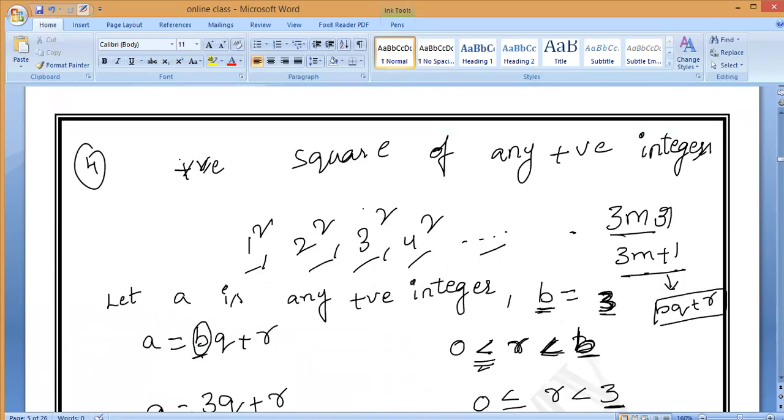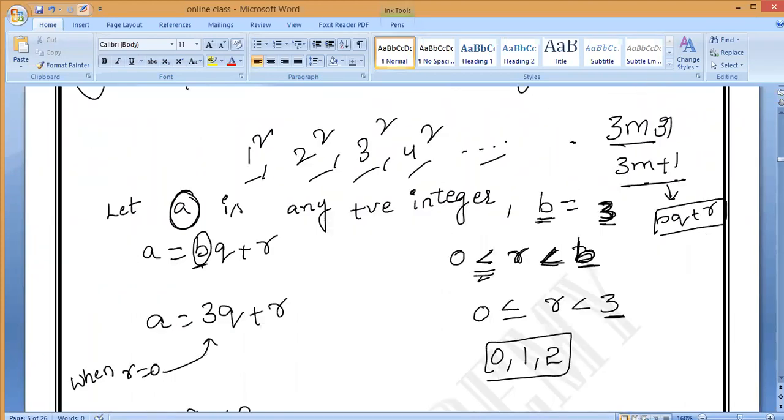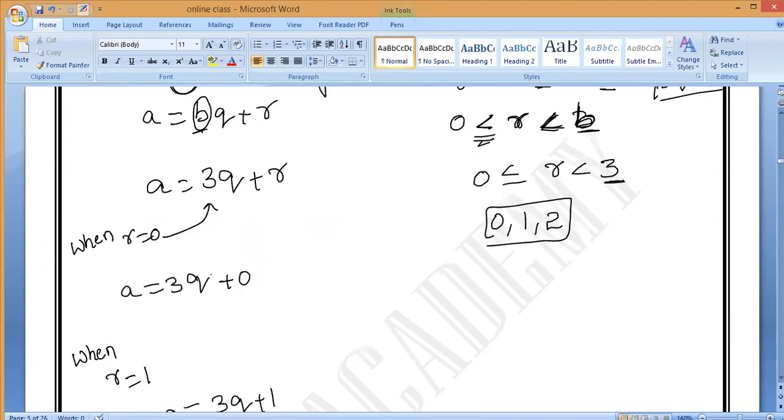Here we want square of any positive integer. Here a is any positive integer. So square of a. Squaring on both sides, a square equal to 3q plus 0 whole square. What is the value? Here we want square of any positive integers, correct? So squaring on both sides, 3q whole square is 9q square. 9q square plus 0.